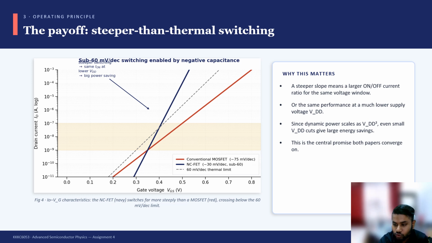Why does this matter so much? There are two ways to use it. Either you get a much larger on-off ratio within the same voltage window, or you keep the same performance but slide the curve to a lower supply voltage, and because dynamic power scales with the square of the supply voltage, even a modest voltage reduction yields a large energy saving. This steep slope, low power promise is exactly the point on which both papers converge. So let's go to the next slide.